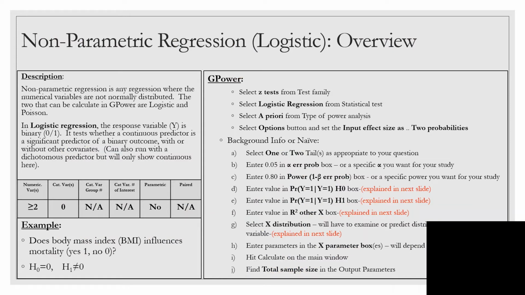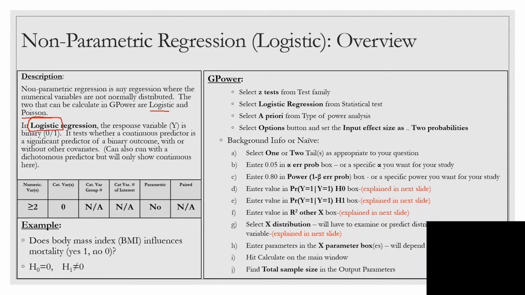Next, we'll take a look at non-parametric regression, as opposed to simple linear or multiple linear regression, which assumes that the response variable, the y variable, is a continuous variable. Non-parametric regression does not. There are a lot of different kinds of nonlinear regression. The two we can do in G-power are Logistic and Poisson. So we'll start with Logistic.